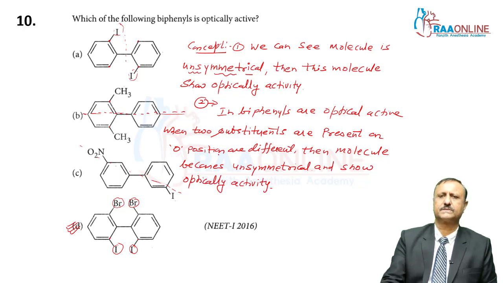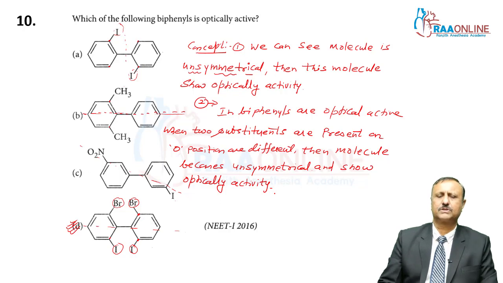My dear students, this is the concept of this question, and now we can go to answer D, because here you can see the two groups present on the ortho position are different. So when two different groups are present, you can see a different plane. In a different plane, you cannot get the same part on any side. So this is an optically active compound, and this question was asked in NEET 2016, my dear students.